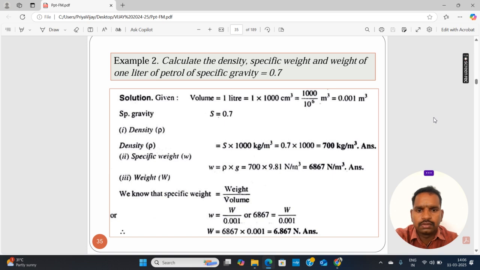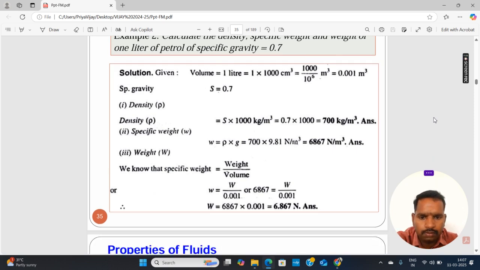So just do this problem as an assignment. Calculate the density, specific weight, and weight of 1 liter of petrol of given specific gravity. Specific gravity is given, and we are to calculate the density, specific weight, and weight of 1 liter of petrol. So volume is also given. By using these two values, calculate the density and specific weight. It is a small problem. We can do it. For tomorrow's class, you just solve this problem.